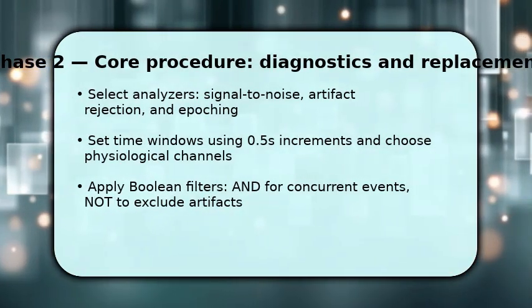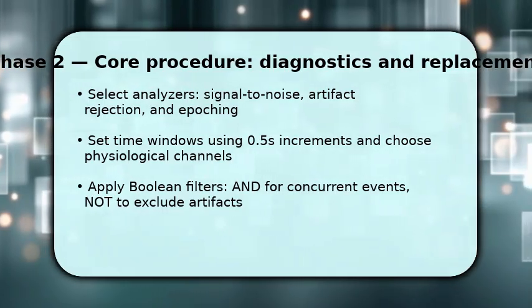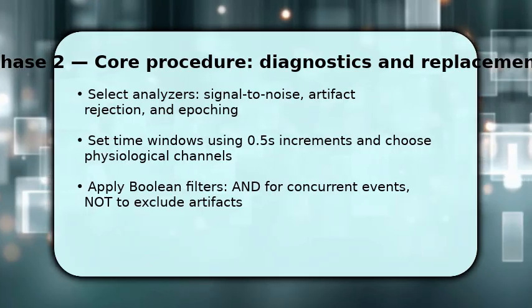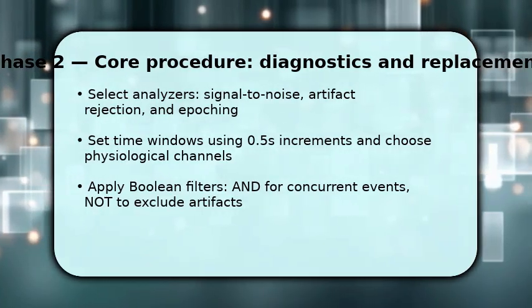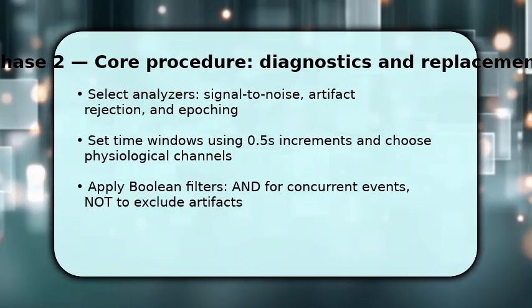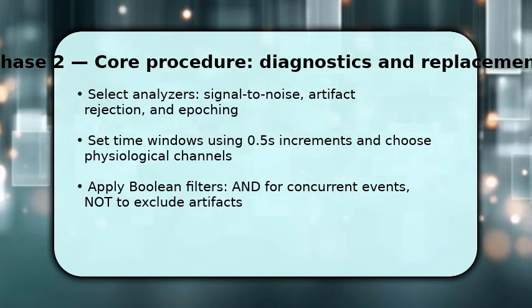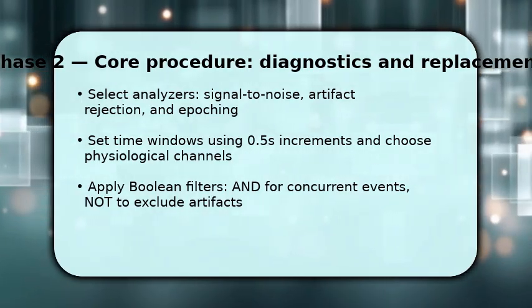You now configure the heavy lifting. Pick analyzers like signal-to-noise and artifact rejection because they improve precision by removing spurious detections. Then set epoching and time windows in 0.5-second increments to capture relevant events without excess noise. Make sure to select the correct physiological channels so the system targets the right signals.